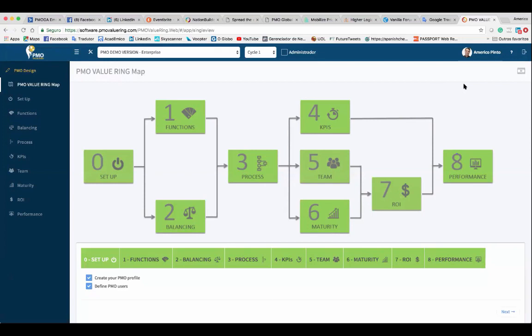Firstly, on step number 1, we collected expectations, right? So we have a list of 30 benefits, and based on the benefits selected by our stakeholders, we got a list of recommended functions, okay? Step number 2, we decided which functions we will provide at our PMO, the mix of functions of our PMO.